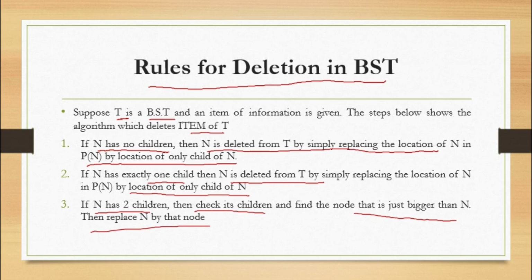So these three rules tell you how to deal with the deletion when there are no children, when there is one child, and when there are two children. I will tell you the technique for deleting an element in the binary search tree. Once I tell you the technique, all the examples we have deal with no child, one child, and two children.